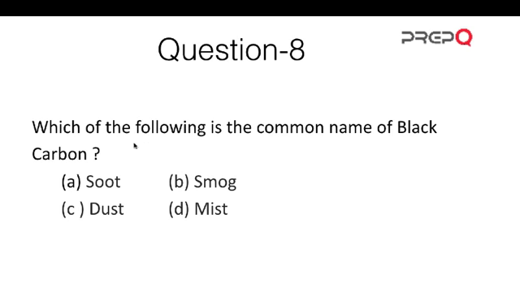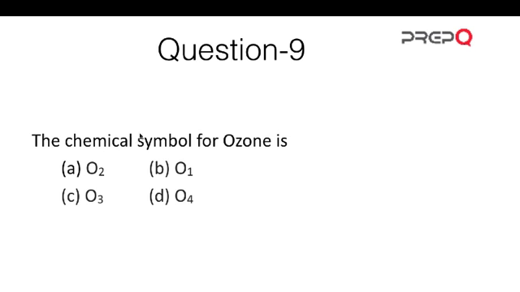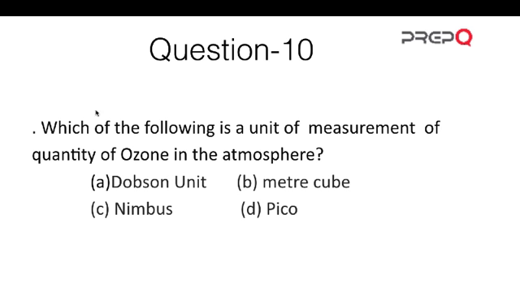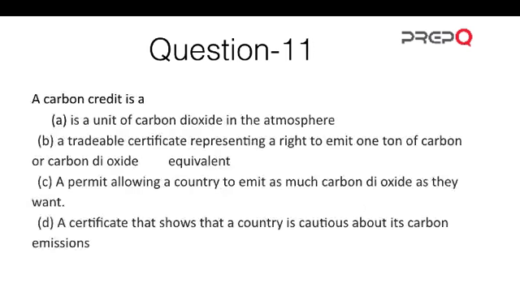Next question, which of the following is the common name of black carbon? The correct answer is soot. Next question, the chemical symbol for ozone is... the correct answer is O3. Next question, which of the following is a unit of measurement of quantity of ozone in the atmosphere? So the correct answer is Dobson Unit. It is named after its founder.